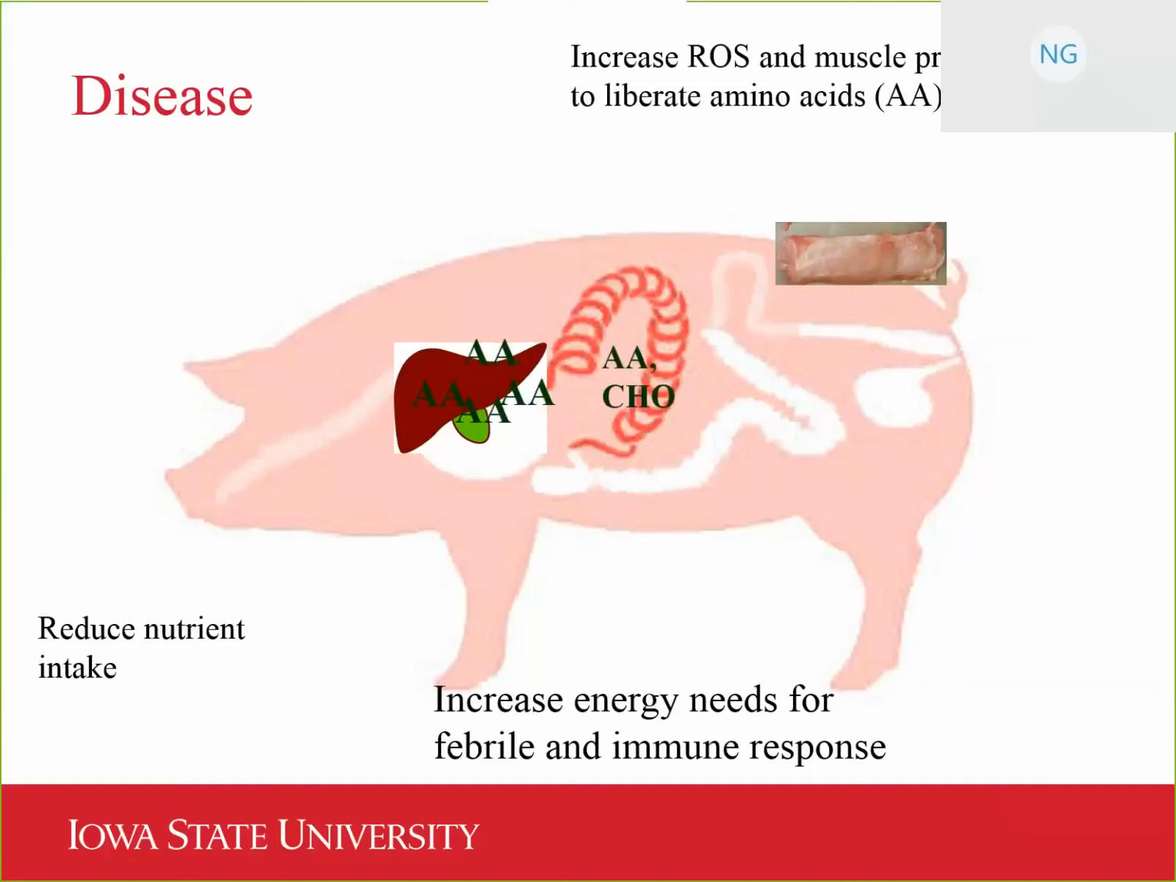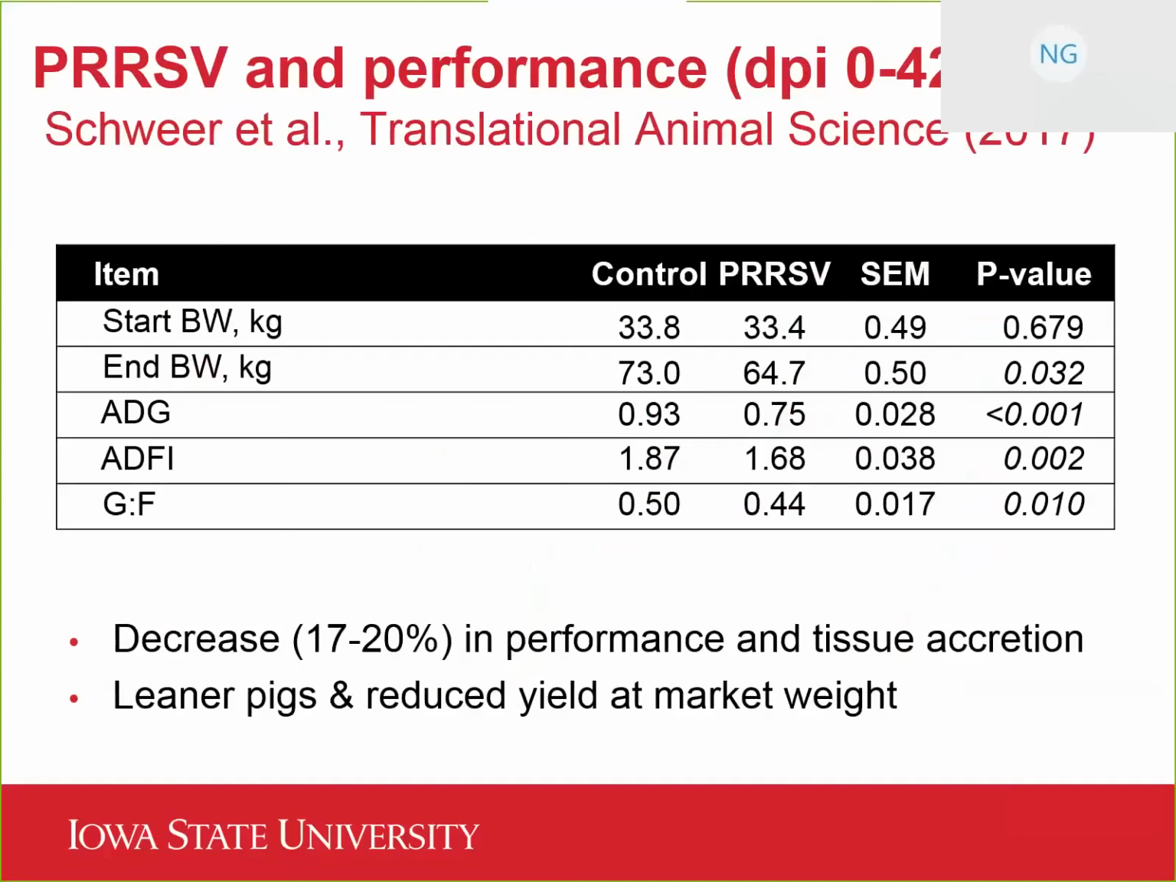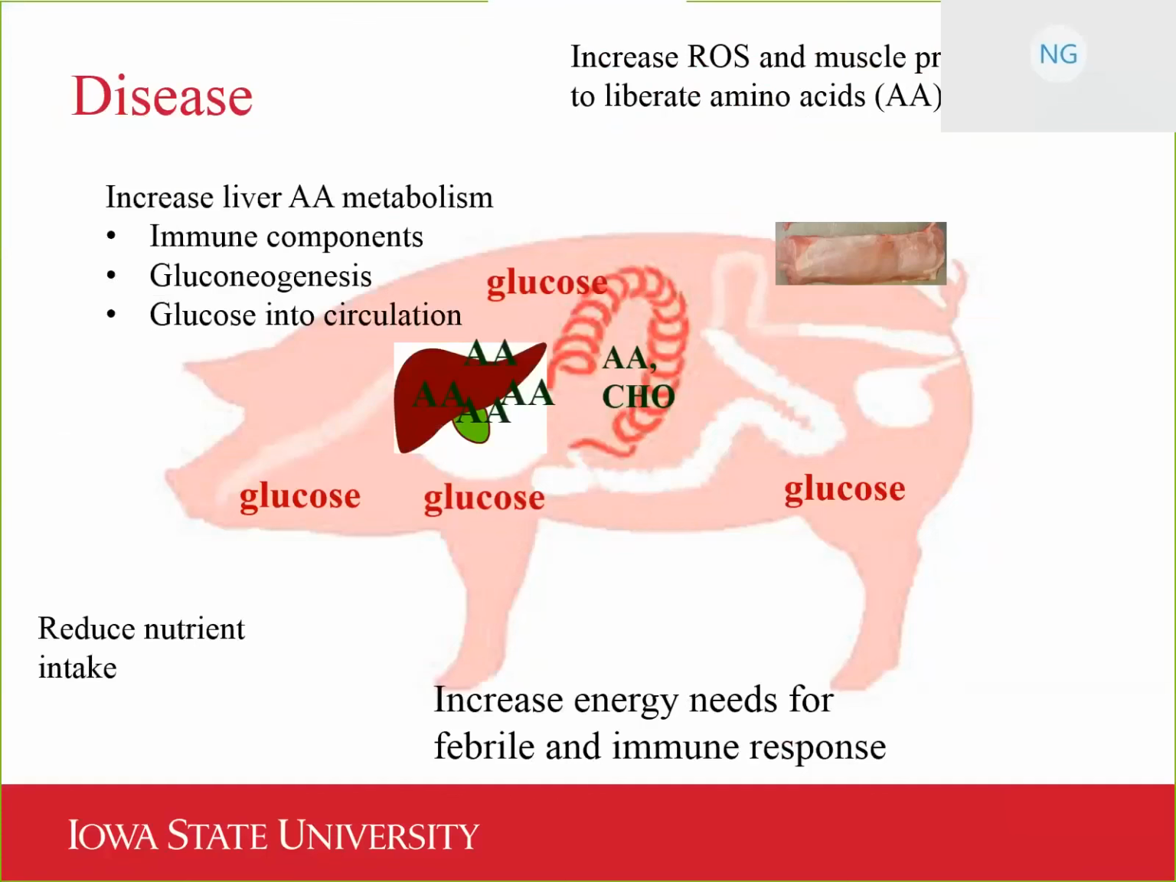So we know there's an increased need for energy, and an increased need for amino acids and other protein sources for the febrile response, in other words, the fever response, and also to build antibodies, cytokines, acute phase proteins, etc. Does this compromise lean tissue accretion, and to what extent? And then there's an increased need for gluconeogenesis and glucose into circulation. There's a lot of work in the biomedical literature to suggest that glucose and glutamine are important metabolic triggers to help with T cell and B cell metabolism as well as macrophage metabolism during a disease challenge. So how does this all lead to compromised lean tissue accretion in these pigs?